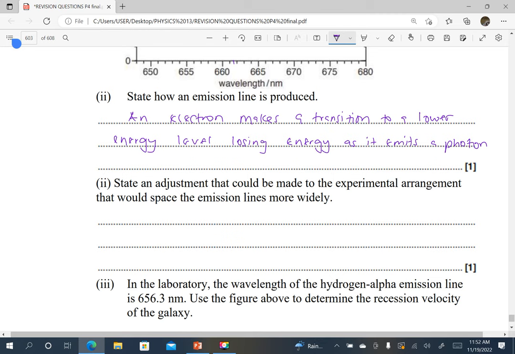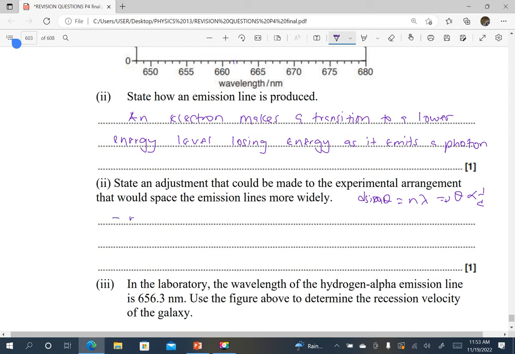State an adjustment that could be made to the experimental arrangement that would space the emission lines more widely. Of course, light is passed through a diffraction grating, and remember, for a diffraction grating, d sine theta is equal to n times lambda. So theta is inversely proportional to d, where d is the slit separation. When theta increases, the lines move farther apart. So if we reduce d, we can increase theta.